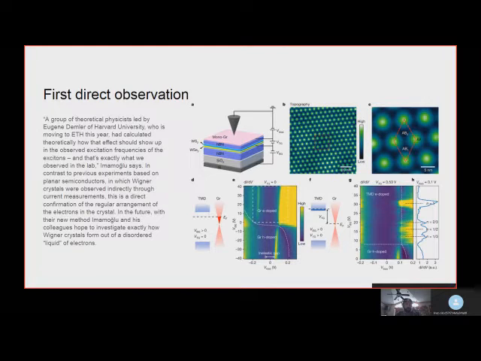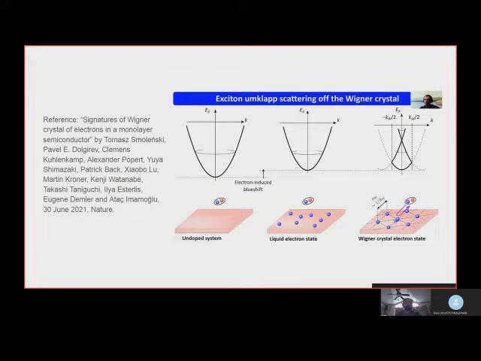In the future, with this new method, Amuglio and his colleagues hope to investigate exactly how Wigner crystals form out of a disordered liquid of electrons. Liquid, quote unquote. Interesting. Okay. Here's the reference: Signatures of Wigner crystals of electrons in a monolayer semiconductor. And here is the reference to the article, and here's the people who wrote it.